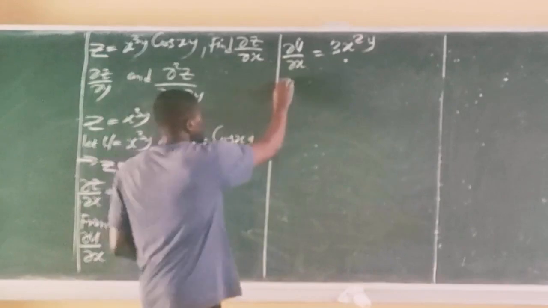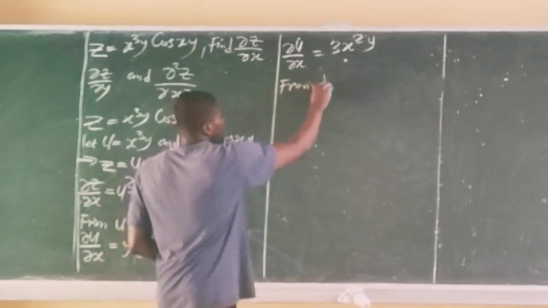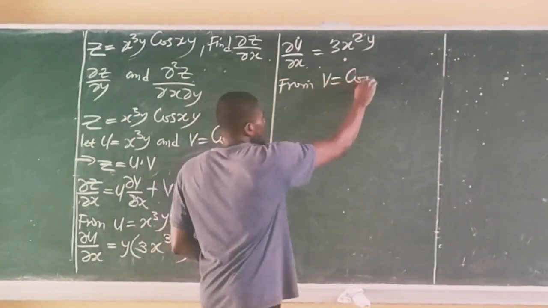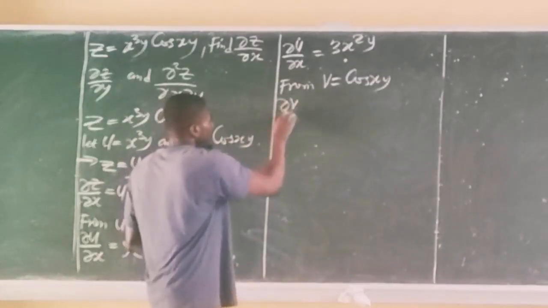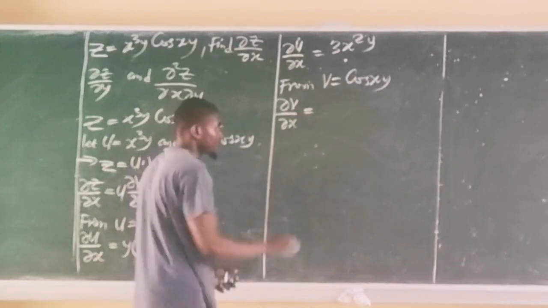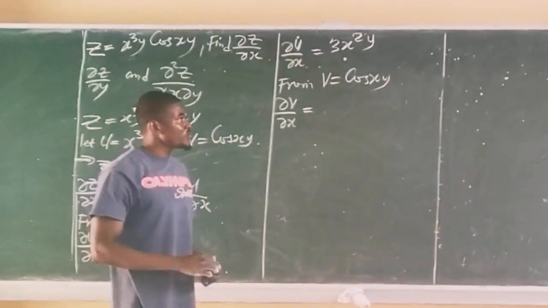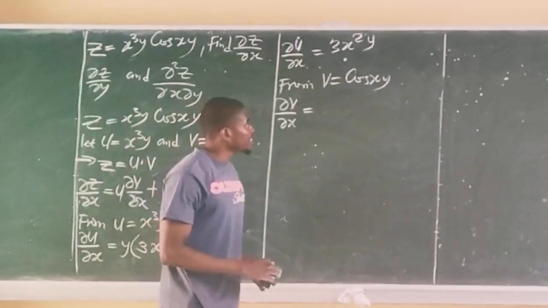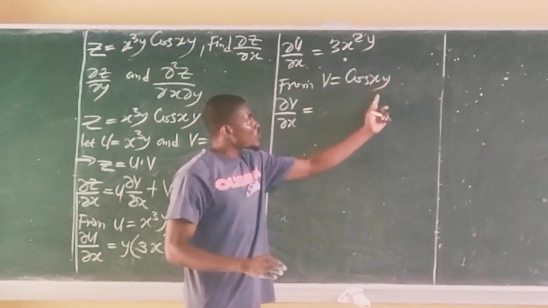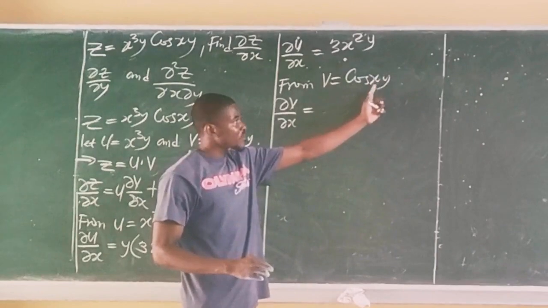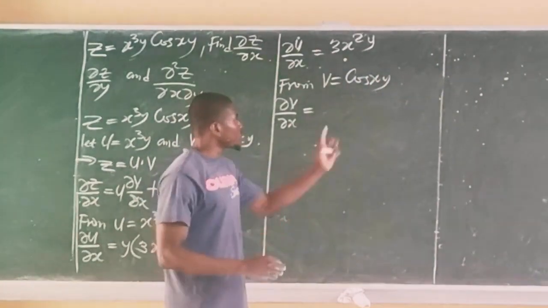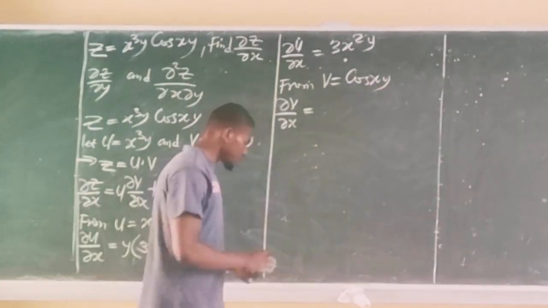Also from v equal to cos xy, we need to find partial derivative of v with respect to x. To find partial derivative of v with respect to x, simply differentiate the angle first, partially, with respect to x. That's the first thing to do. So you differentiate the angle first with respect to x.